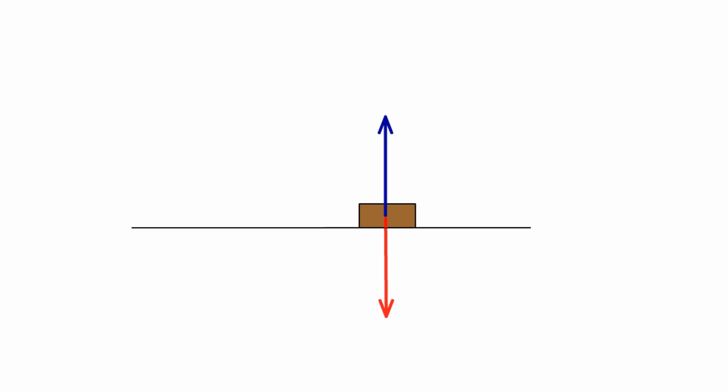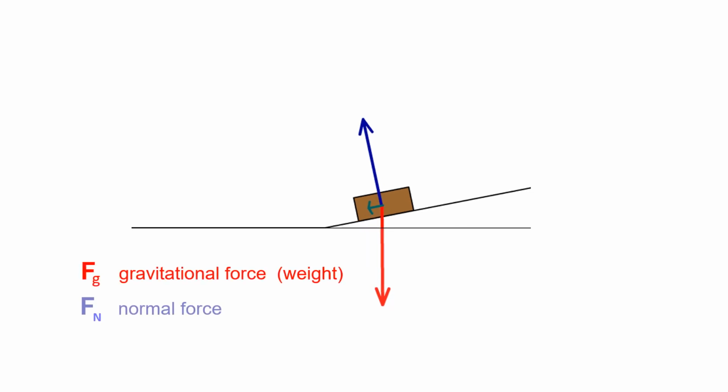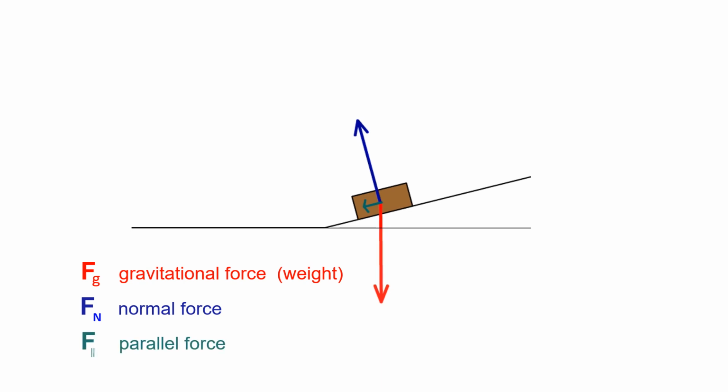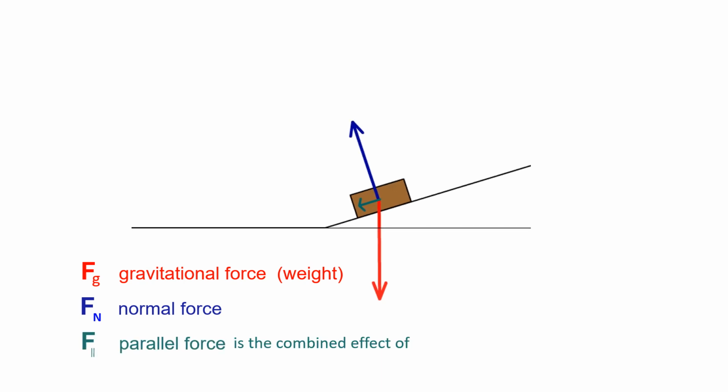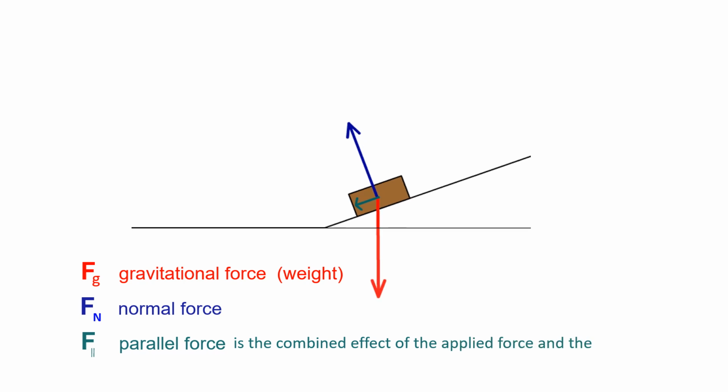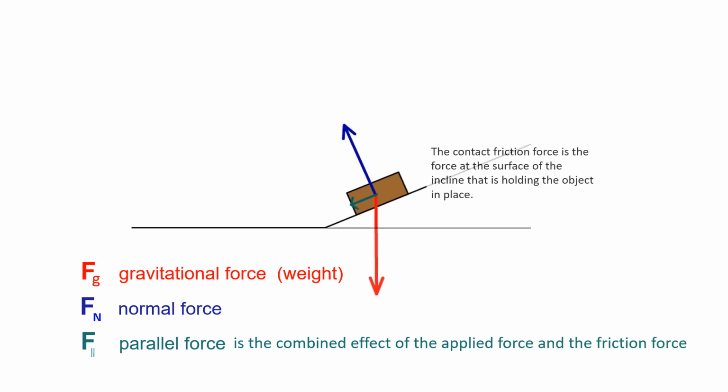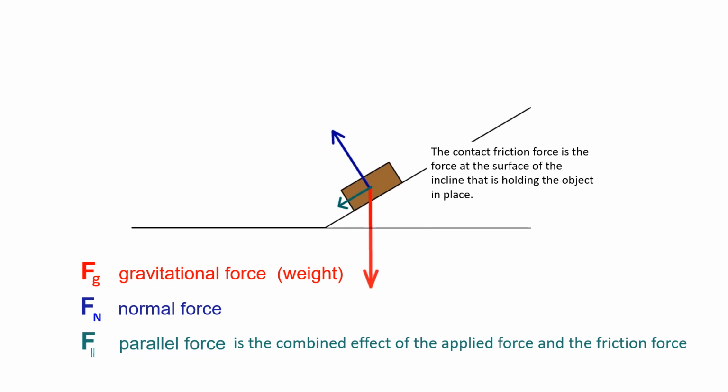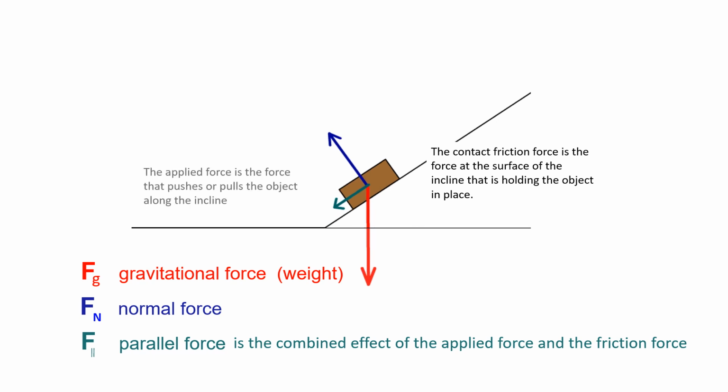But all this discussion is merely an introduction to the more complex topic of a load sitting on an inclined plane. In this graphical image, we can follow the relationship among three forces: the gravitational force, the normal force, and the parallel force. The parallel force is essentially the combined effect of the applied force and the contact friction force. The contact friction force acting between the upper surface of the plane and the bottom surface of the object holds the object in place and provides resistance to the external applied force placed on the object to move it.